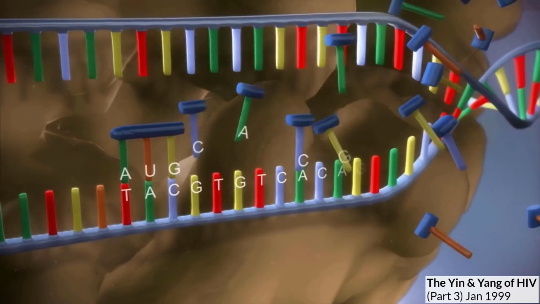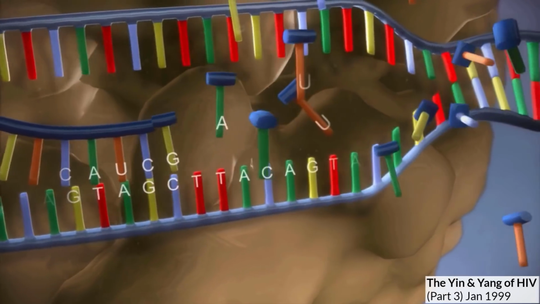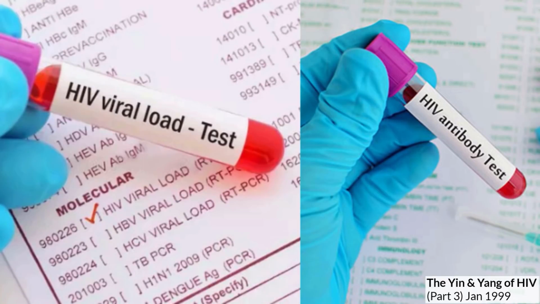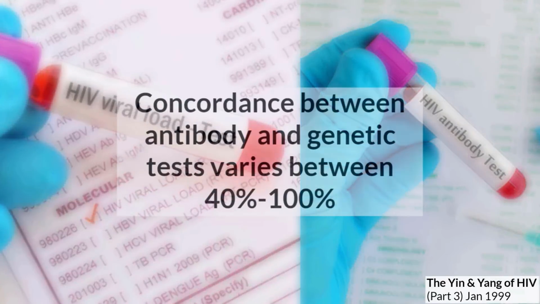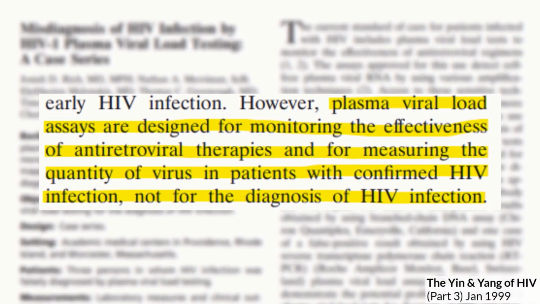If there exists certain RNA which is unique to a retrovirus HIV, then finding such RNA should prove infection. However, the concordance between antibody and genetic tests varies between 40% to 100%, and HIV RNA can be found in individuals not infected with HIV. In responding to this scientific dilemma, the HIV experts have proclaimed that plasma viral load HIV RNA assays are designed for monitoring the effectiveness of antiretroviral therapies and for measuring the quantity of virus in patients with confirmed HIV infection, not for the diagnosis of HIV infection.